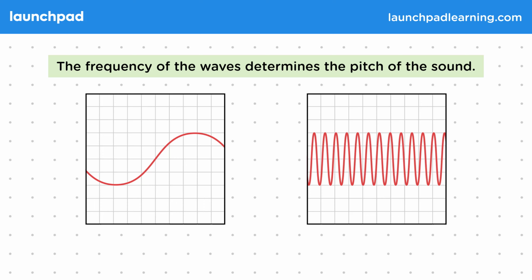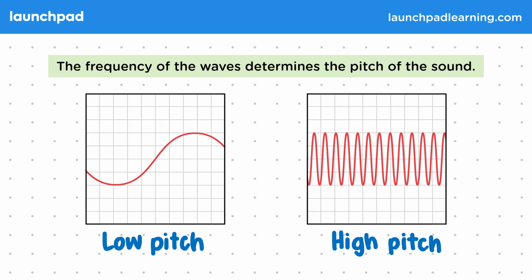Here are two more oscilloscope readings. Remember that the horizontal axis represents time, so the fact that we see more wavelengths in this image means that the vibrations are happening more rapidly. So this is a wave with a high frequency. The fact that this wave has a low frequency means it's for a sound with a low pitch, like a bass guitar. Then the high frequency wave is for a sound with a high pitch, like a whistle.